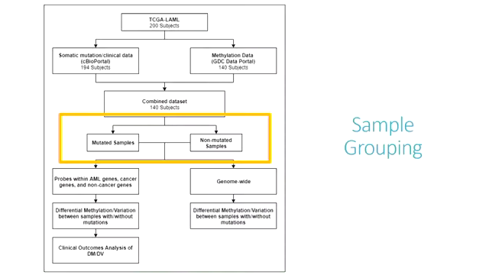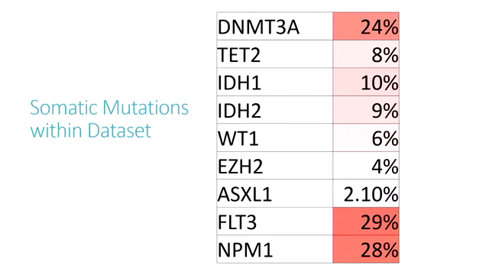Since I mentioned before, this is a cases-only study. That means that we don't have healthy controls. So for this, what we are interested in is looking at the difference in methylation between the samples that have mutations and the ones that don't. So what are the mutations that we care about?